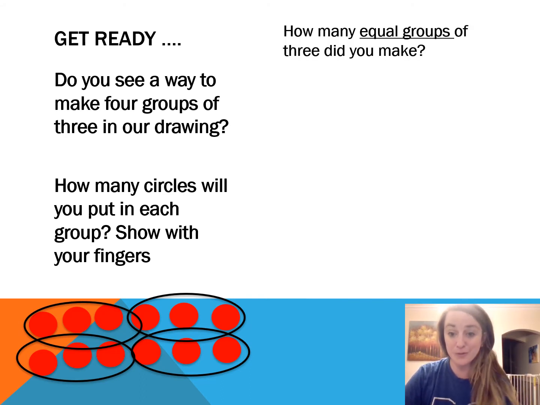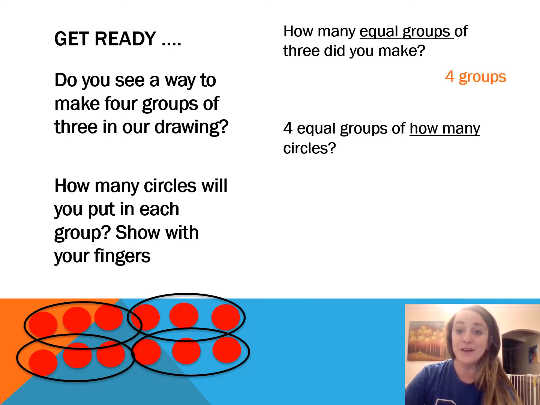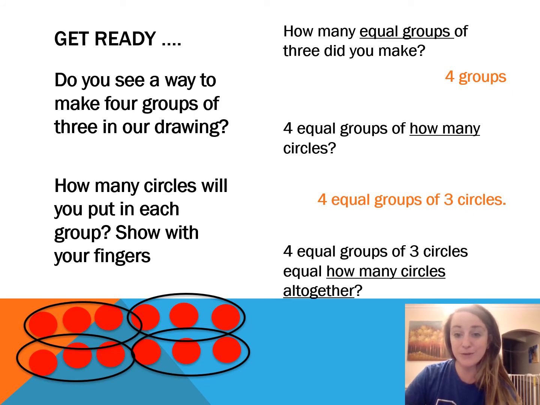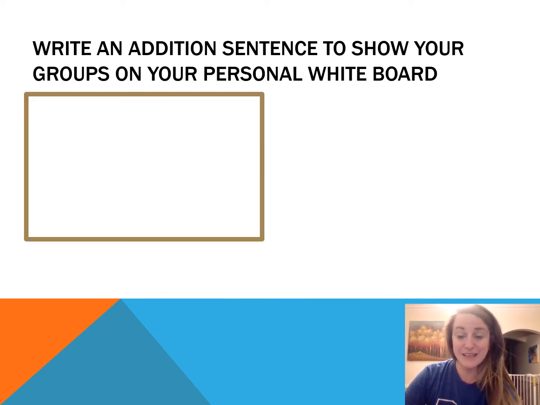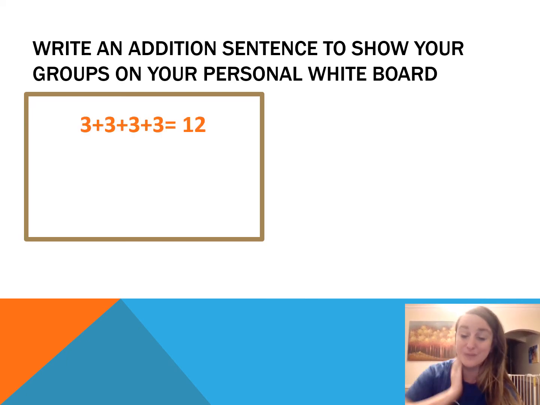How many equal groups of 3 did you make? 4 groups. 4 equal groups of how many circles? 4 equal groups of 3 circles. 4 equal groups of 3 circles equal how many circles altogether? 12 circles. Great job! Let's write an addition sentence to show our groups on our personal whiteboard. 3 plus 3 plus 3 plus 3 will be 12.